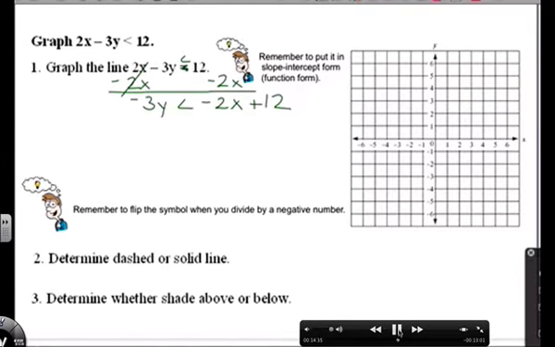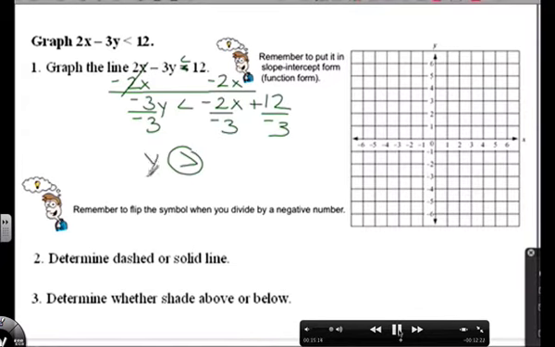Do you remember when we were solving inequalities, what did we have to do when we divided by a negative number? Flip the sign. So when we divide by a negative number, flip your sign. You might want to add that in your notes as a reminder. Dividing by a negative number, flip the sign. So now this is the sign that you're going to look at when we go to do our shading.